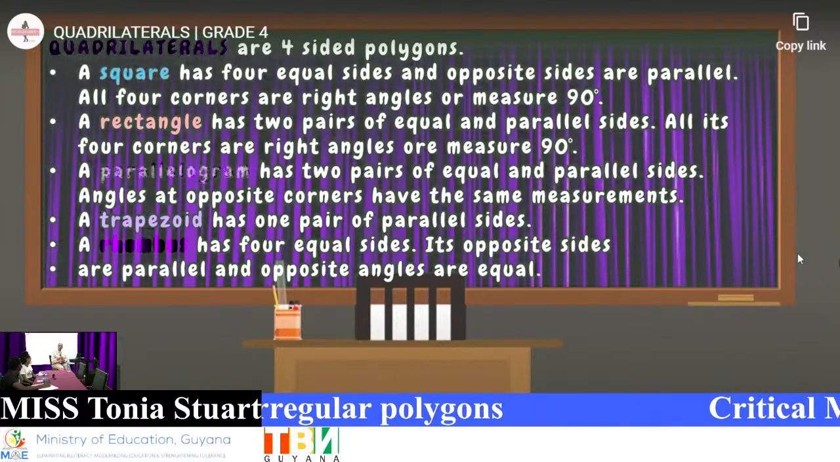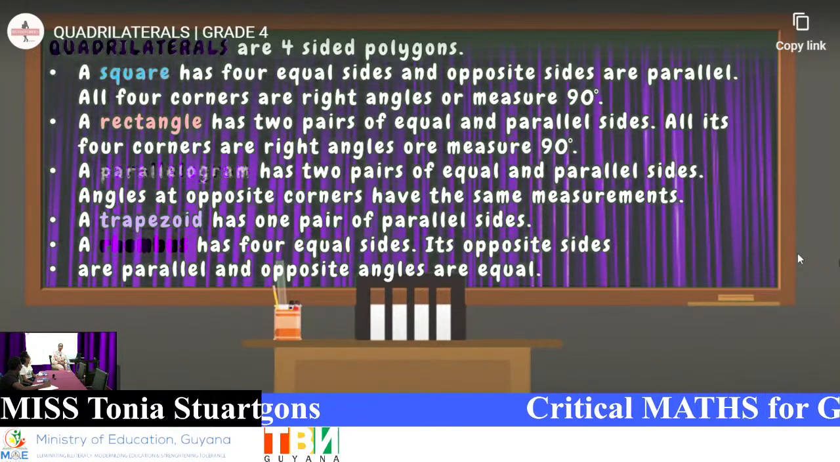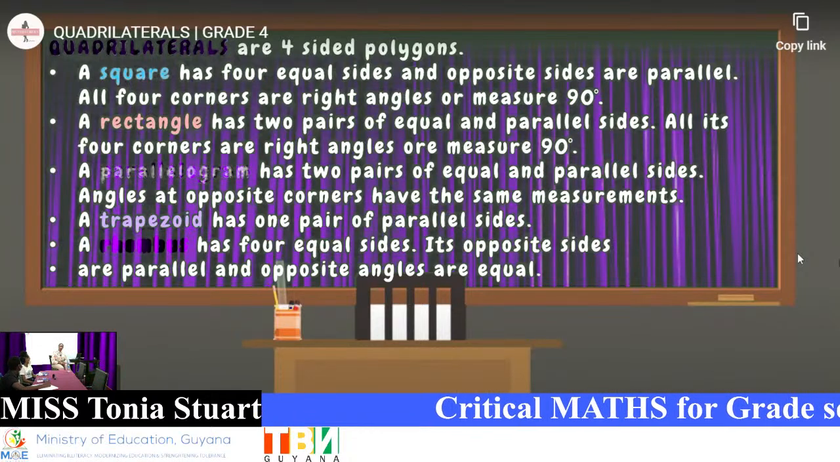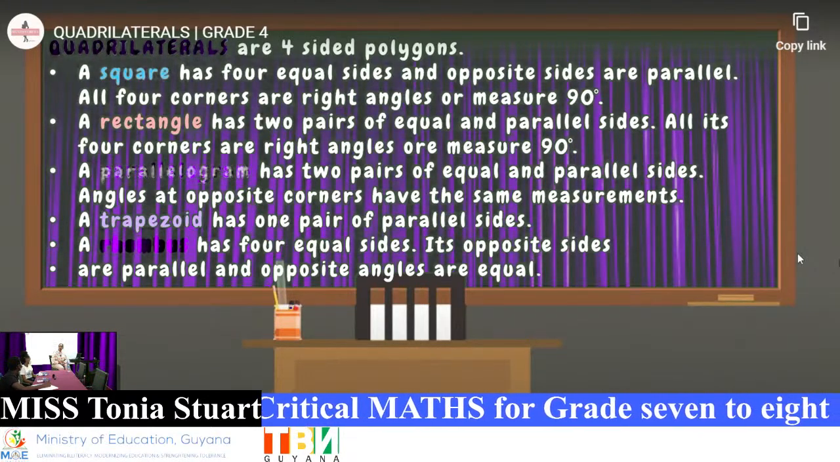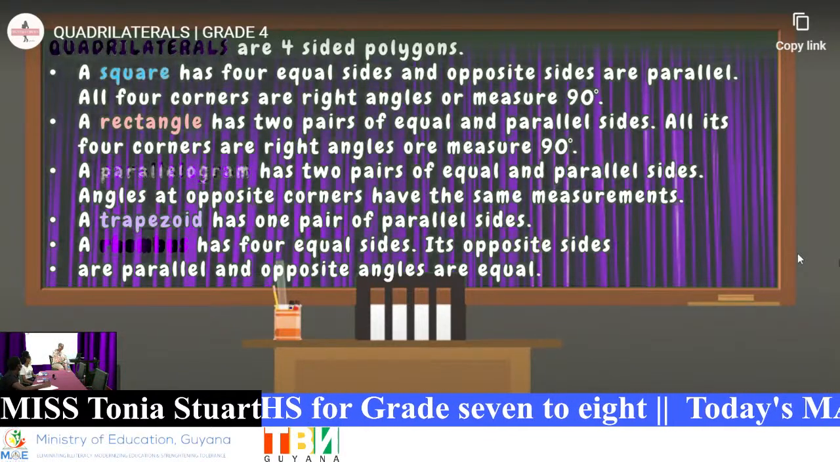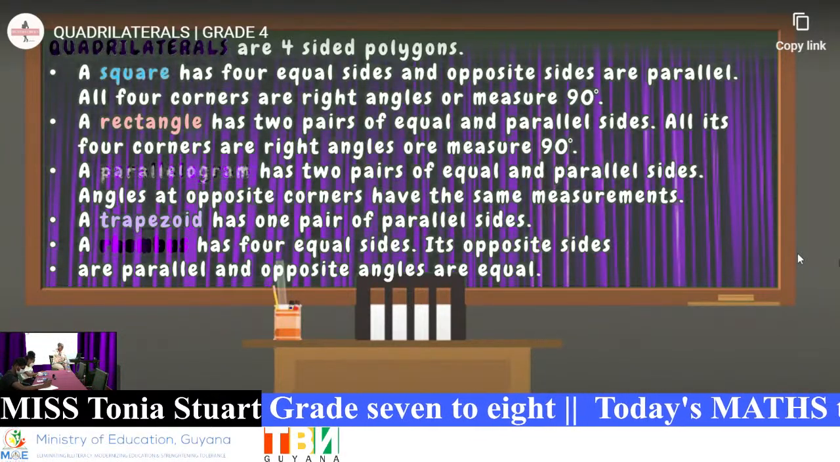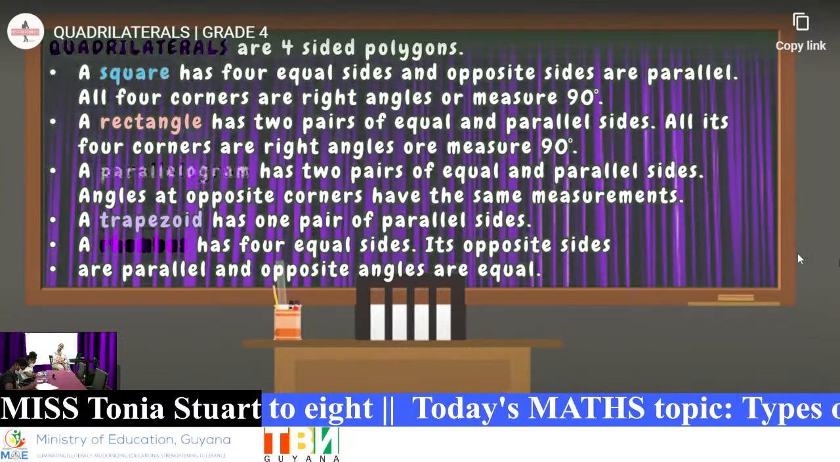Right? So it is not a square, it is not a rectangle, it is not a parallelogram. Right? And it's also called a trapezium. So you have that word. Take the word trapezium. So the trapezoid is also called a trapezium.